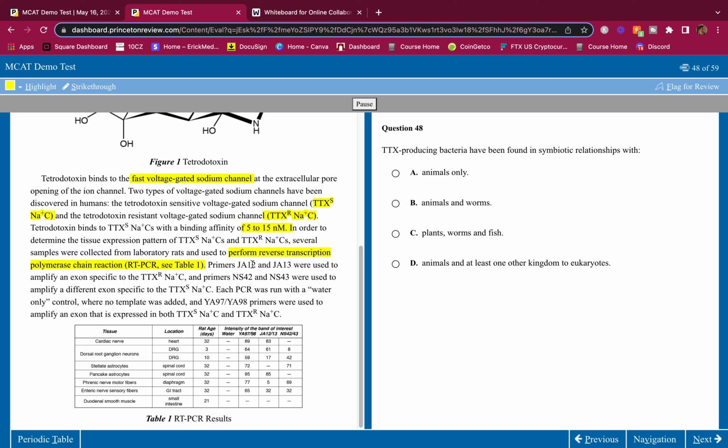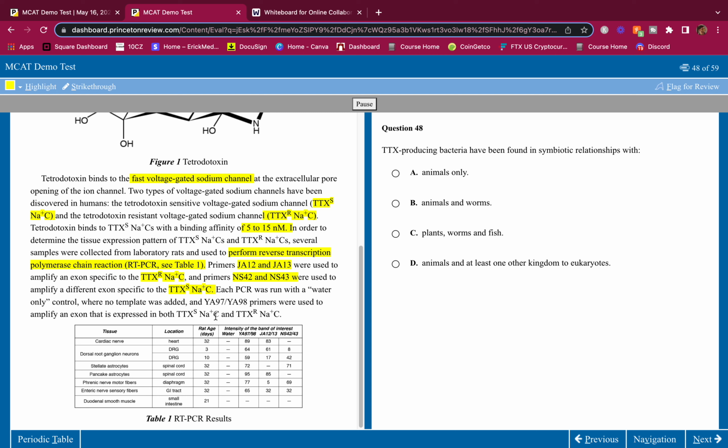That's simple. Primers JA12 and JA13 were used to amplify an exon specific to the TTX-R Na+ channel. So JA12 and JA13 are for the resistant channel. And primers NS42 and NS43 were used to amplify a different exon specific to the TTX-S channel. So NS42 and NS43 are used for the sensitive channel, okay? And JA12 and JA13 are used for the resistant channel, and they're primers, okay? Each PCR was run with a water-only control where no template was added.